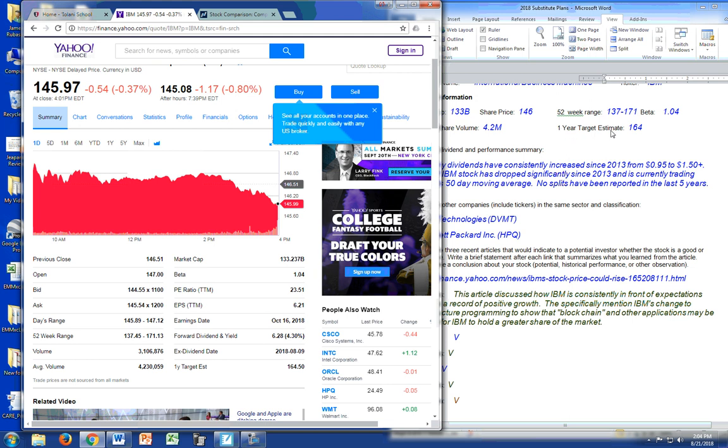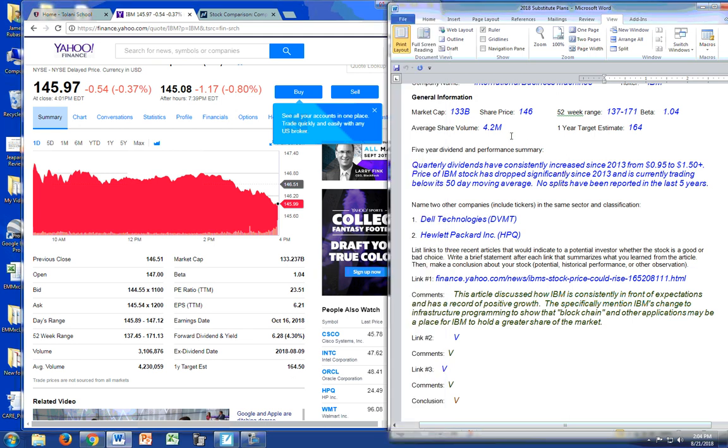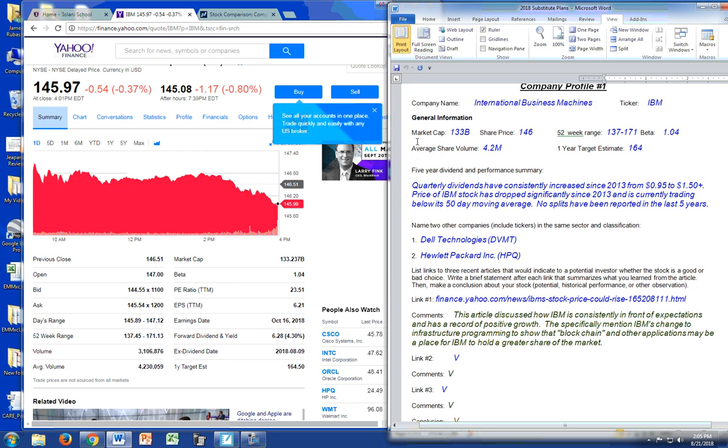And then the 1-year target estimate is located down here. This shows what they estimate. This is not guaranteed, but it does estimate where this particular stock should sit somewhere during the next 12 months. And finally, over here, we've got the average share volume. That's how many shares were bought and sold each day. So 4.2 million shares bought and sold every day. That takes care of the top part, which is general information.